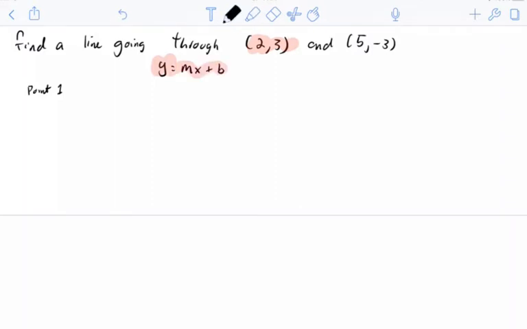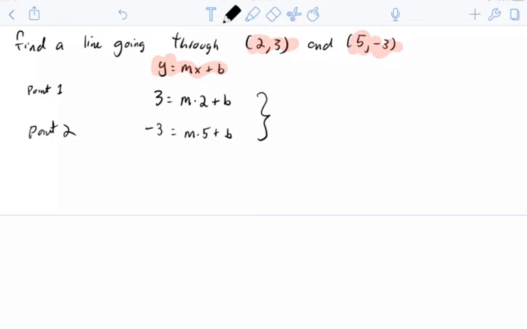So when x is equal to 2, y is equal to 3. Second point. When x is equal to 5, y is equal to minus 3. Whoops, I got that backwards. And now I have two equations involving two variables that I don't know, and I'm going to combine them to figure out what that variable is.